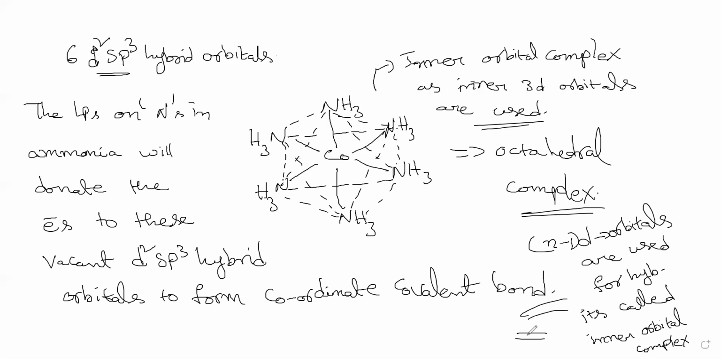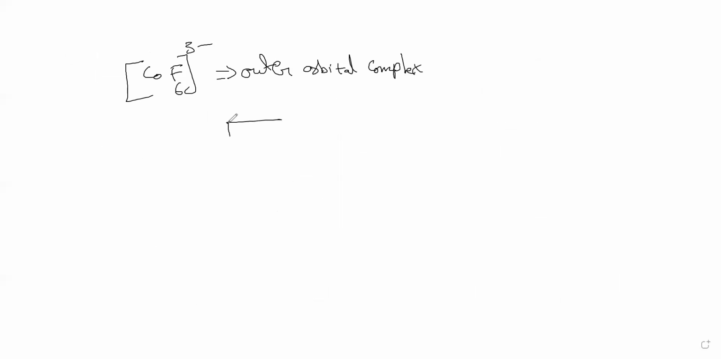Noted, sir. Now we will see a case of the outer orbital complex. Suppose you have CoF6 3 minus. This is an outer orbital complex. I will tell you why. Cobalt has the same oxidation state, cobalt 3 plus. So we can repeat the earlier thing, but there is a little bit of difference from the previous one.